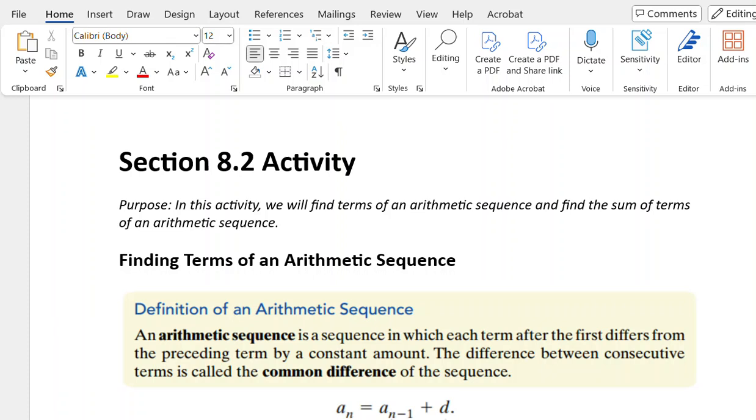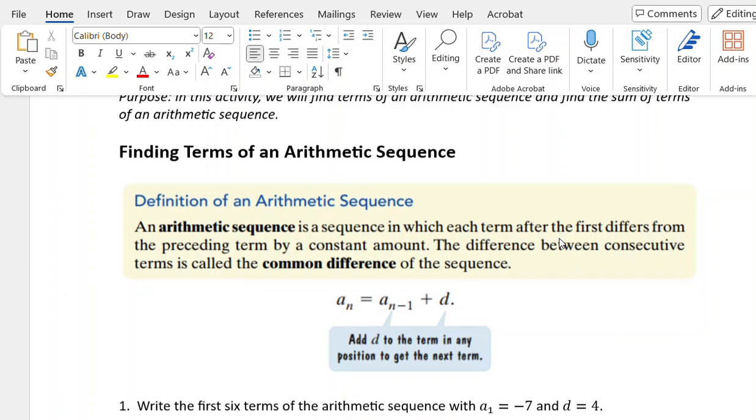In this video for the section 8.2 activity, we're going to find terms of an arithmetic sequence. In the next video, we will find the sum of terms of an arithmetic sequence. So what is an arithmetic sequence? An arithmetic sequence is a sequence where each term differs from the term before it by a constant amount.